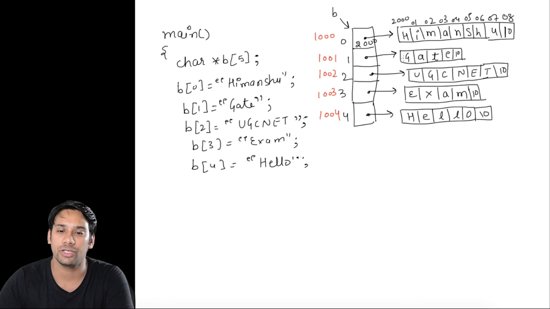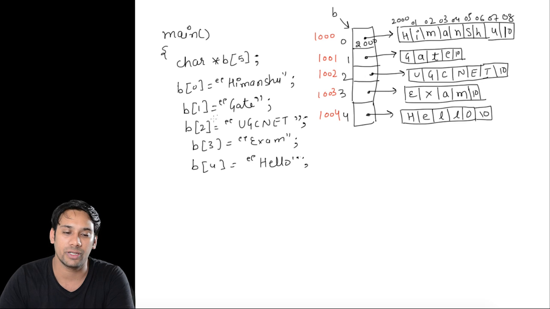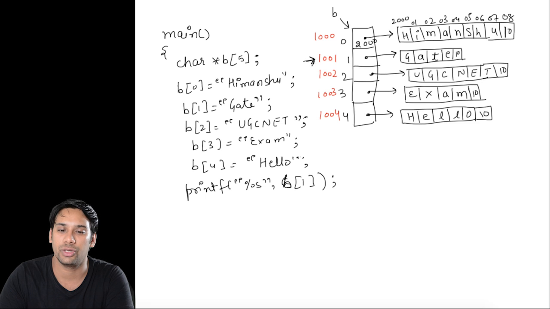Now what if I wanted to print this complete string at the index location 1, which is gate? Okay, so how do we print it? We just do printf %s comma this B1, right? Because this B1 index location is going to give me the base address of this string, which is gate, and this string is an array of characters. Okay, so now this is going to print GATE.